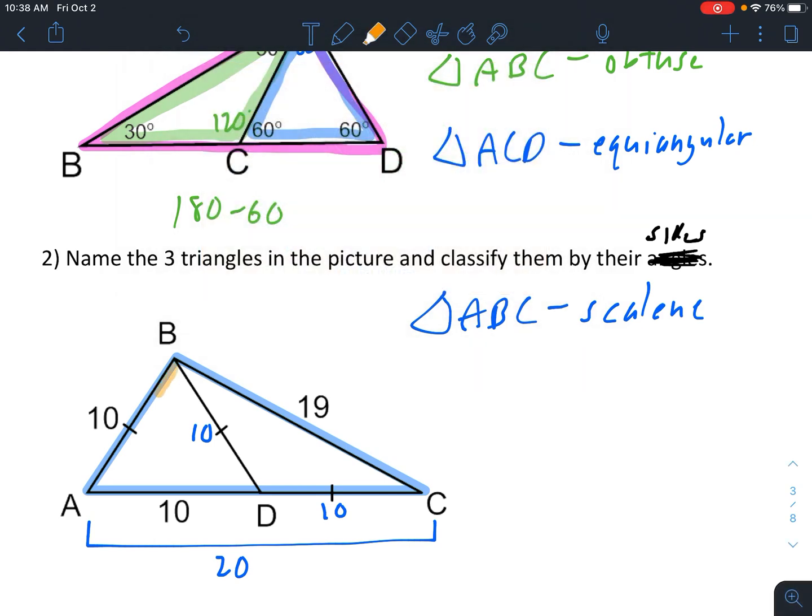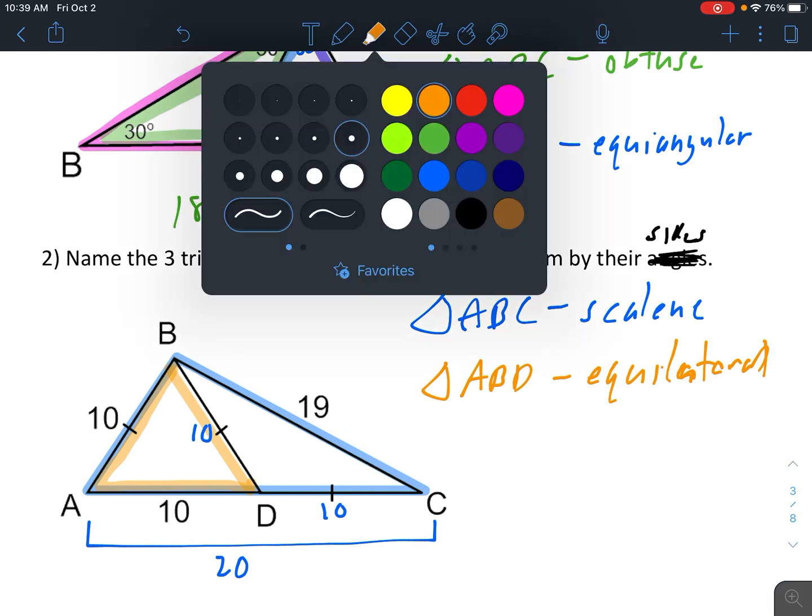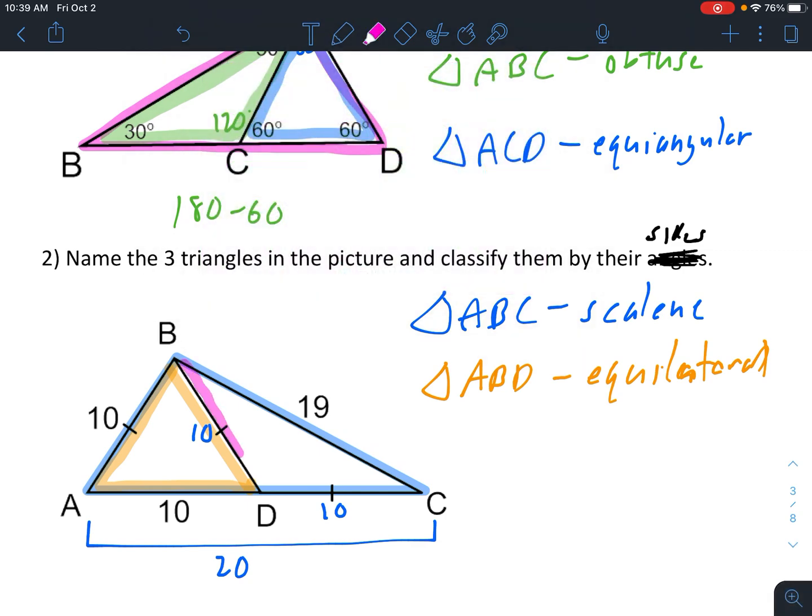All right, let's take a look at this one over here next. So triangle ABD, all three sides are 10, so this is called an equilateral triangle. And then finally, this triangle over here.